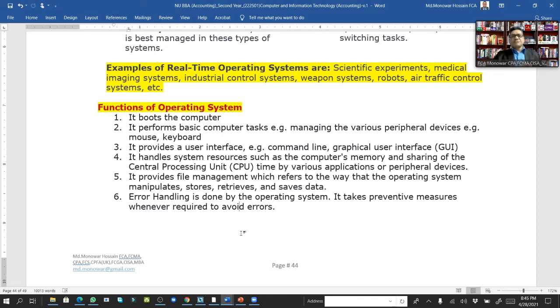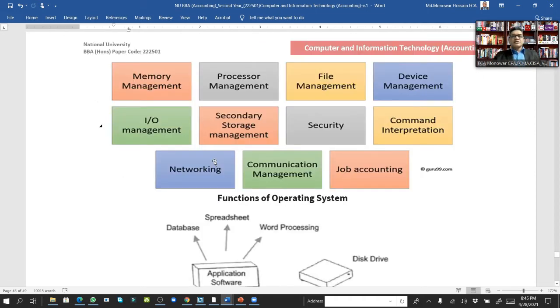It provides file management, which refers to the way that the operating system manipulates, stores, and saves data. Error handling is done by the operating system. It tracks and takes preventive measures, whenever required, to avoid errors. So this is the task, the function of the operating system.